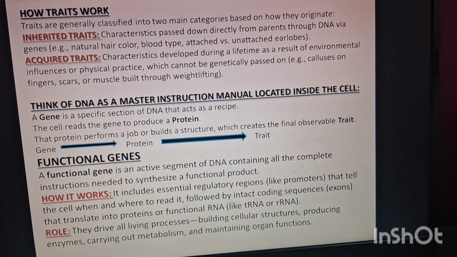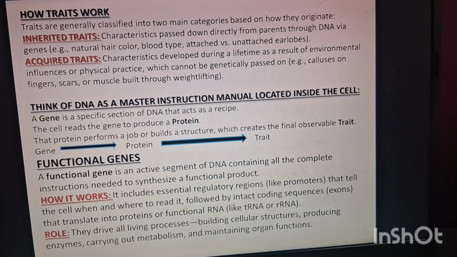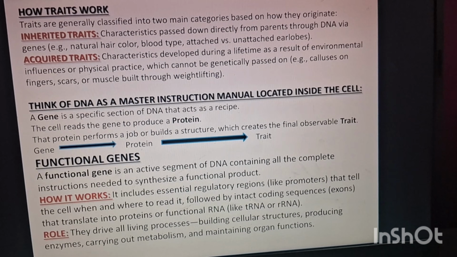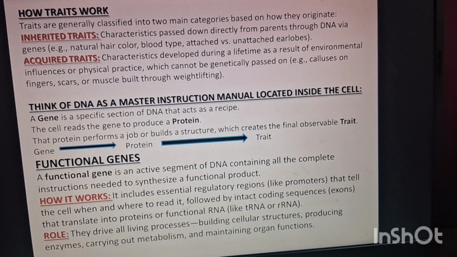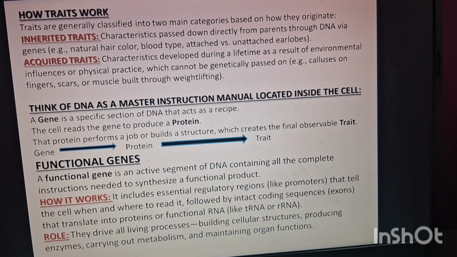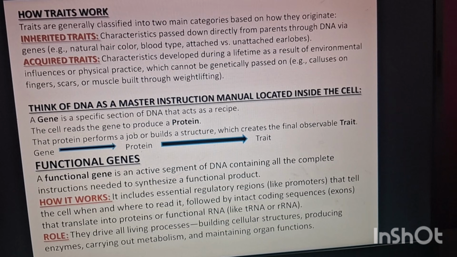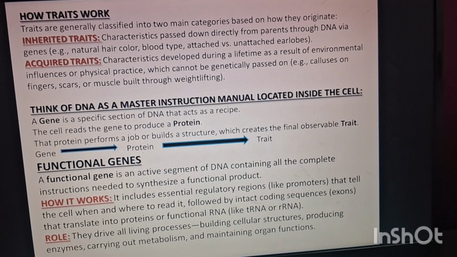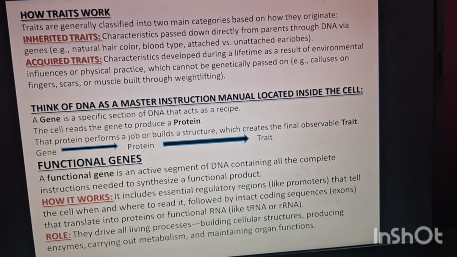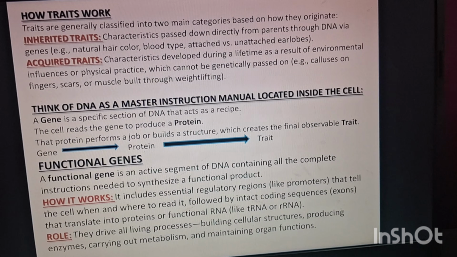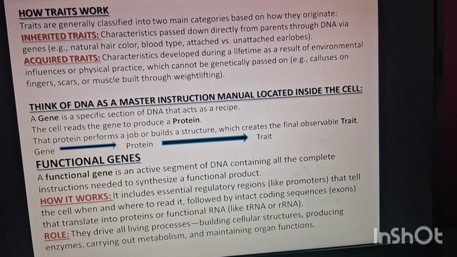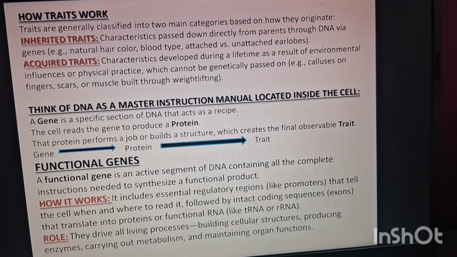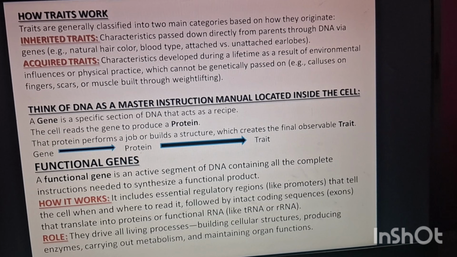Next, think of DNA as a master instruction manual located inside the cell. A gene is a specific section of the DNA that acts as a recipe. That is, the cell needs the gene to produce a protein, and the protein performs a job or builds a structure, which creates the final observable trait. Now the sequence is gene, then they produce protein, and protein gives the result of the trait.